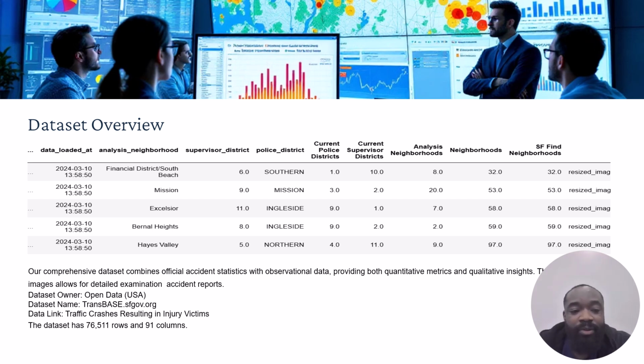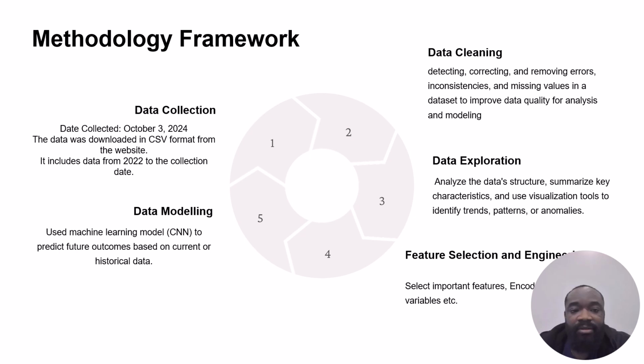So the data set, we got the data set from open data. And the data set has 76,511 rows and 91 columns. The method we're using in this project is data collection, data cleaning, data exploration, feature selection and engineering, and data modeling.